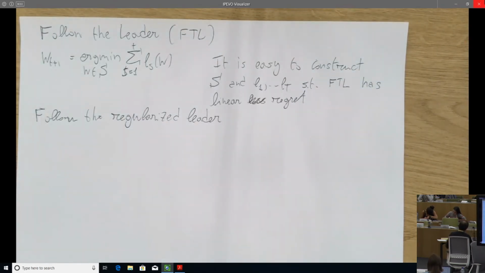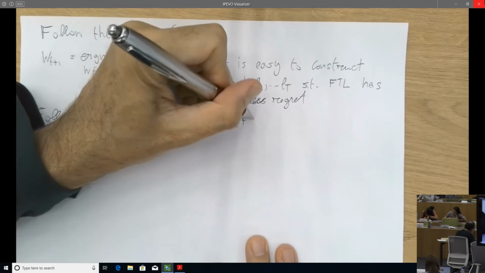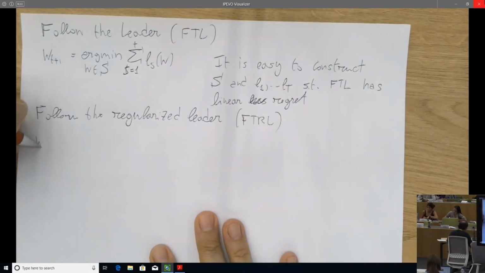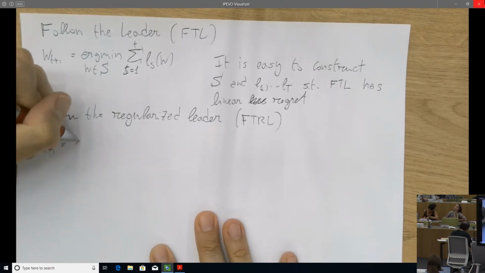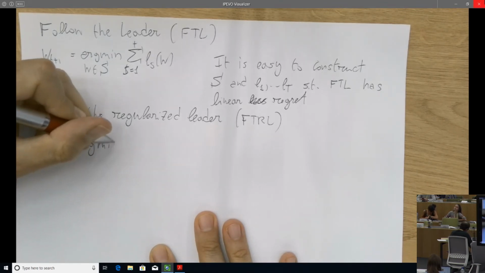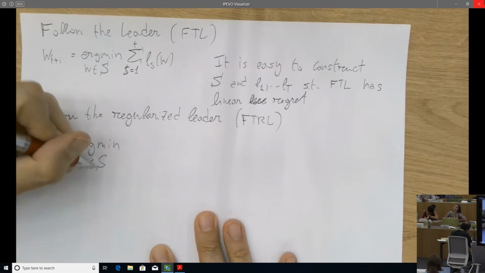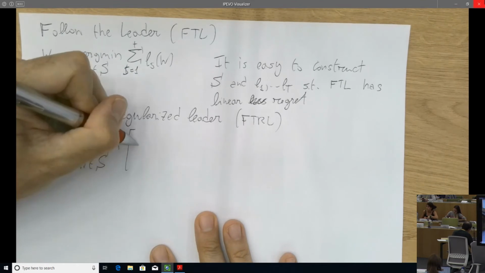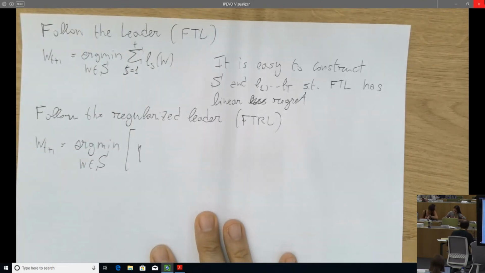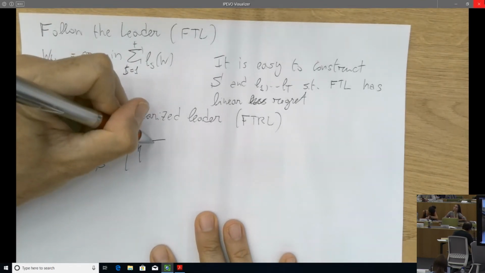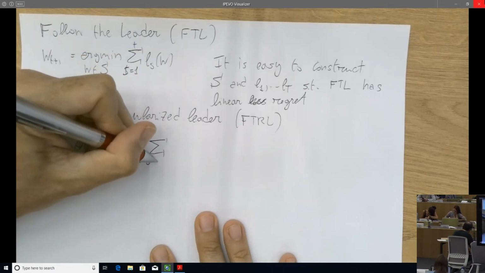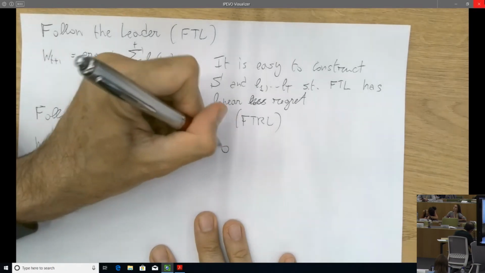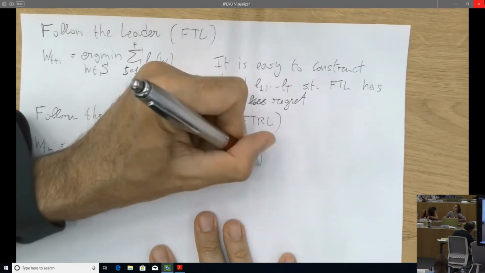Okay. So follow the regularized leader is very simple. It says that I am doing as before, but now I am adding a term which stabilizes my algorithm. Okay? So I have a trade-off quantity, which is a learning rate, eta. I have the same thing as before. And then I have a regularization function.